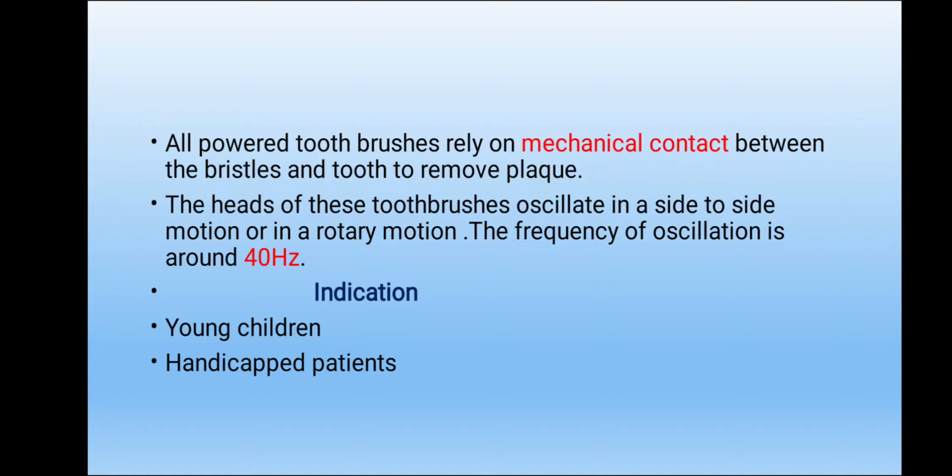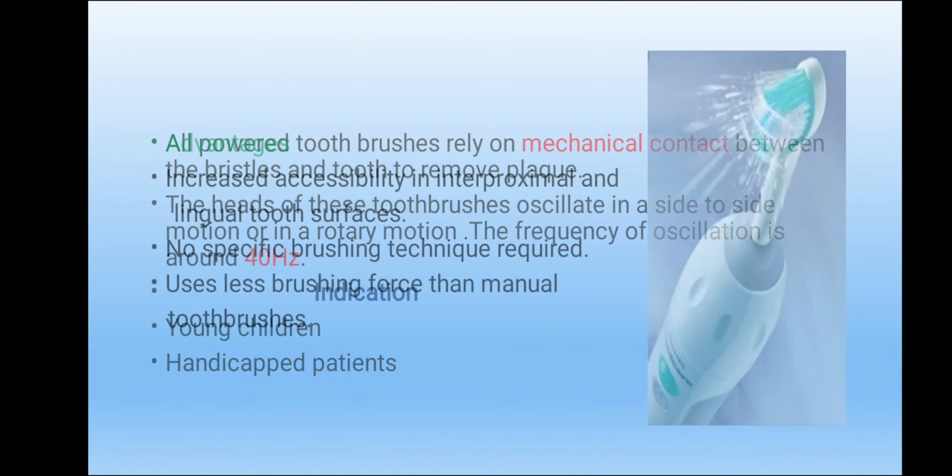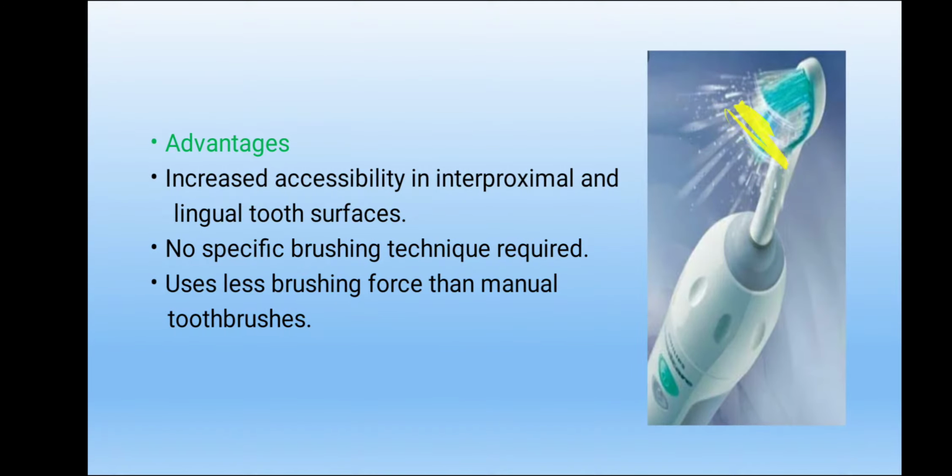So, all power toothbrushes rely on mechanical contact between the bristles and the tooth to remove plaque. Mechanical contact is very important. The head of this toothbrush oscillates in sideway motion or in rotatory motion. The frequency of oscillation is, however, around 40 Hz. Let me show it. See, sideward movement of the power toothbrush is seen in this diagram.